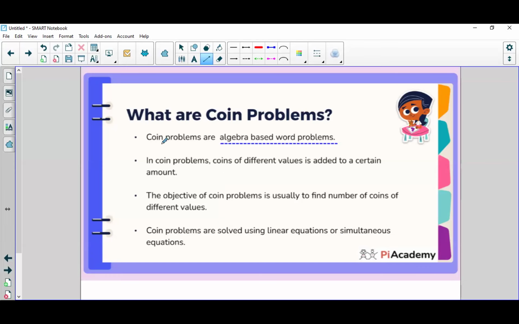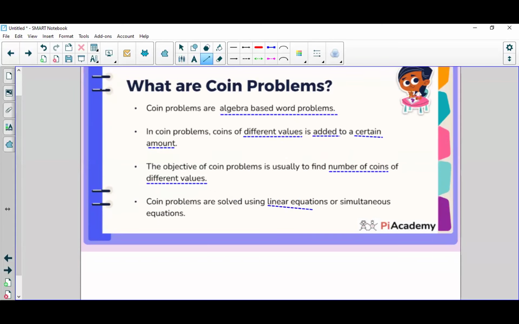And now we have to make an equation. In coin problems, coins of different values, like 10p, 20p, are added to a certain amount. The objective of coin problems is usually to find the number of coins, like how many coins of 10p, how many coins of 20p, of different values. And then they are solved using linear equations or simultaneous equations. We can use both. Just like in the previous one, we solved the age problems with the help of linear equations. There were not 2 equations, only 1 equation, so we used a linear equation only. That was not a simultaneous equation.